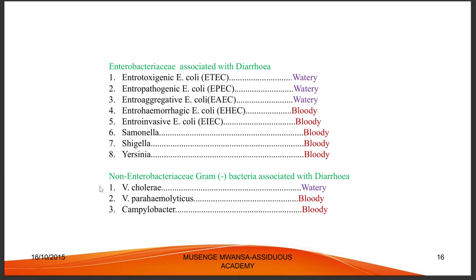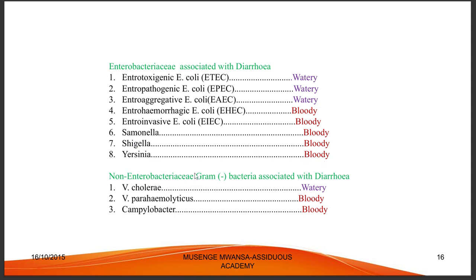Therefore, the causes of diarrhea, the bacteria, we have got the enterobacteriaceae, which are the gram negatives, and the non-enterobacteriaceae, gram negatives. So the enterobacteriaceae associated with diarrhea: we have got enterotoxigenic E. coli, watery; enteropathogenic E. coli, watery; enteroaggregative E. coli, watery also; enterohemorrhagic E. coli, that is bloody; enteroinvasive E. coli, that is also bloody; Salmonella, that is bloody; Shigella is bloody; Yersinia is also bloody.